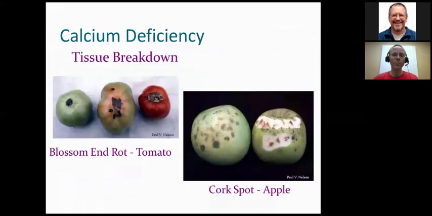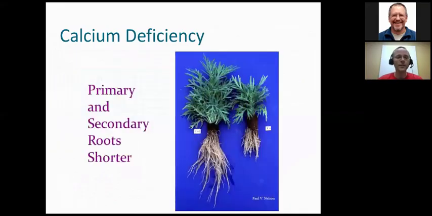And a lot of us might be more familiar with calcium deficiency in tomatoes or blossom end rot. It's very common. Most of us are accustomed to seeing that, or cork spot on apple. Also calcium deficiency. It's that necrosis showing up, and sometimes that malformation at the end of the growing point of the plant. The primary and secondary roots are oftentimes shorter. There might be the same amount of roots. They're just more compact than what you would normally see.